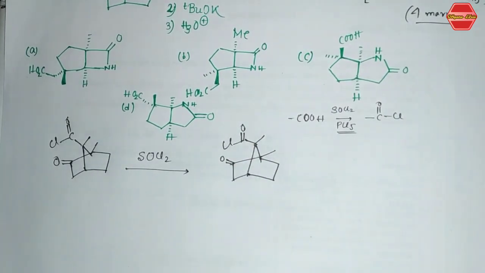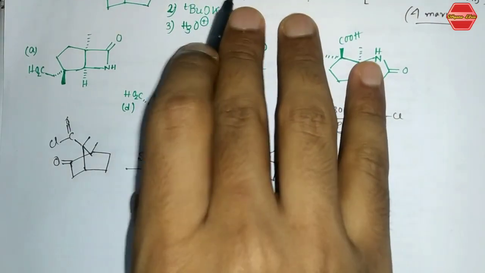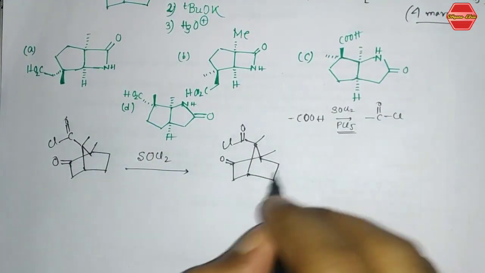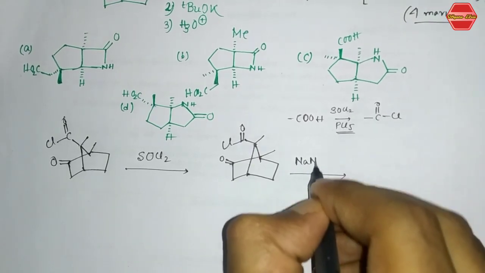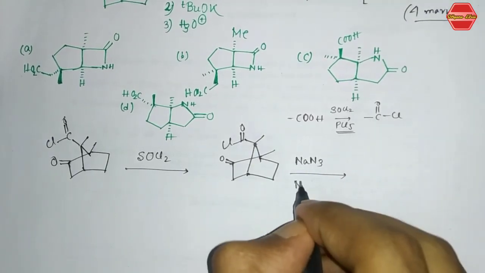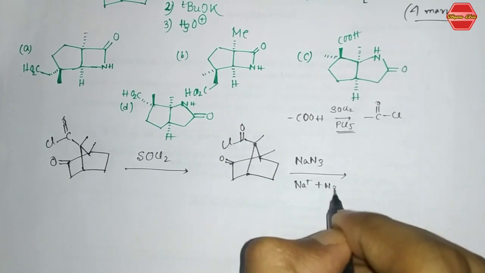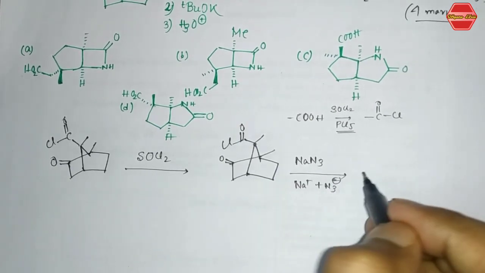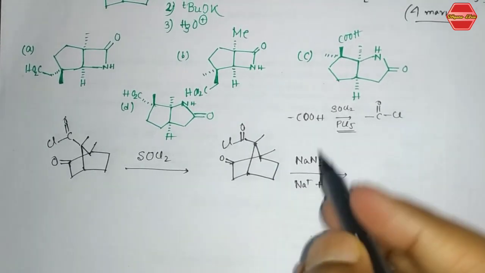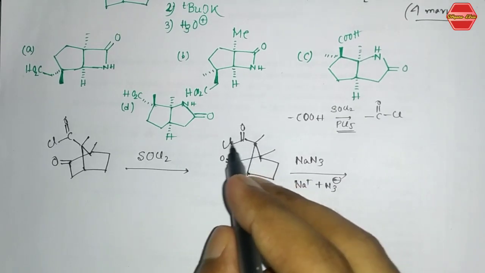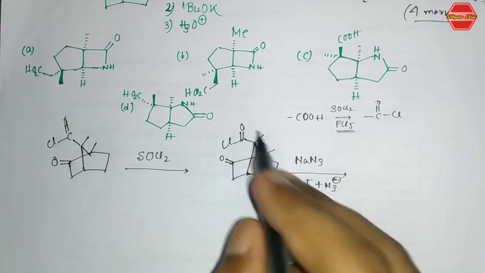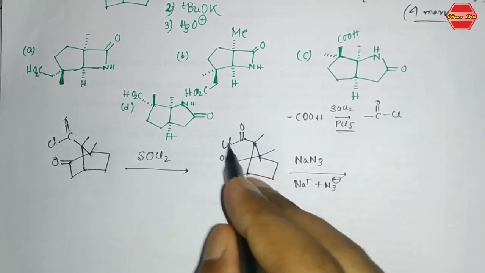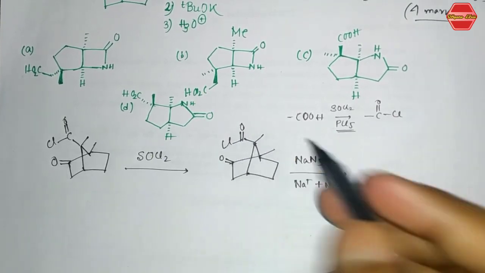Now the next step: in the first step you have been given NaN3, sodium azide. We all know this NaN3, we can break it as Na plus and N3 minus. So it's a nucleophilic type reagent, and it will generally attack not this ketone but this carbonyl only, because there is a leaving group over here and it can replace this Cl as well.